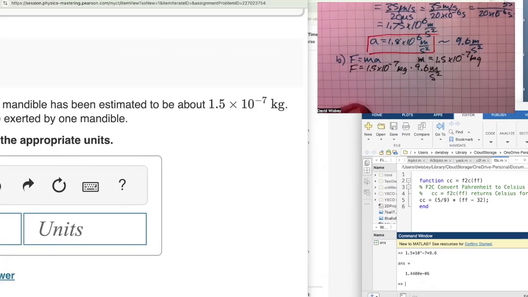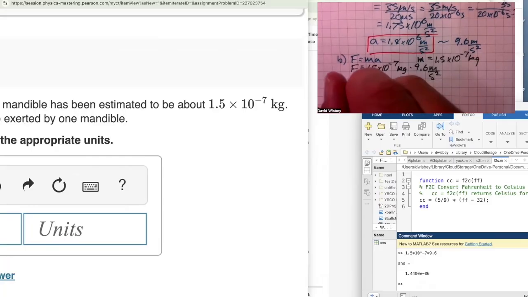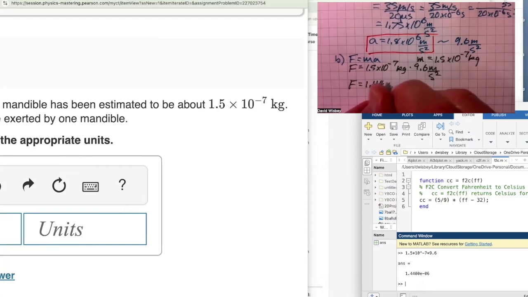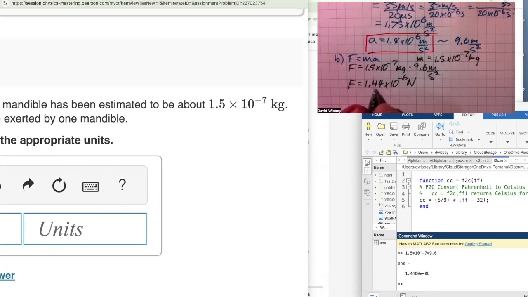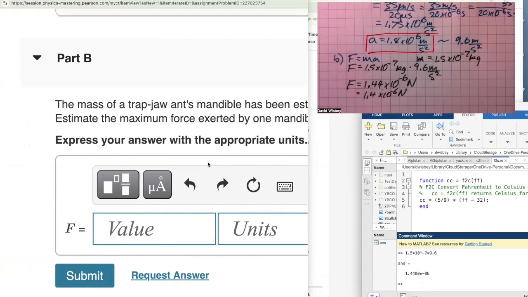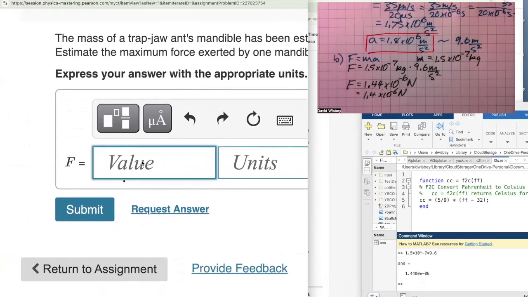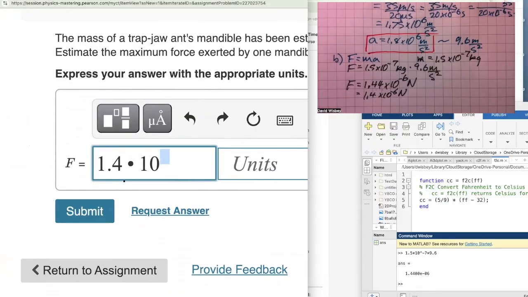So it's quite a bit less than 1 Newton. That's a force of 1.44 times 10 to the minus 6 newtons. And that's 1.44, so we're gonna round that down. So it's just gonna be 1.4 times 10 to the minus 6 newtons. All right, let's throw in the answer. Here we go. We're gonna do 1.4 times 10 to the minus 6, and then newtons.